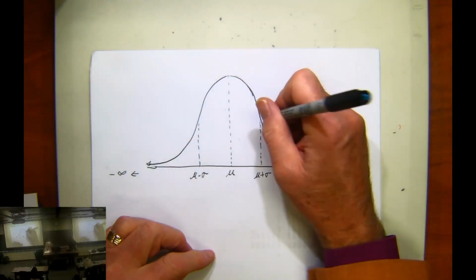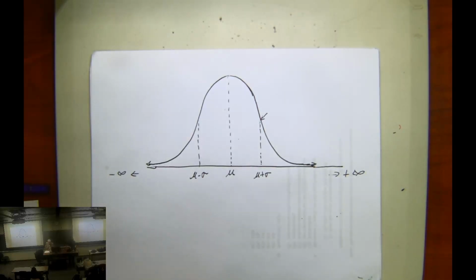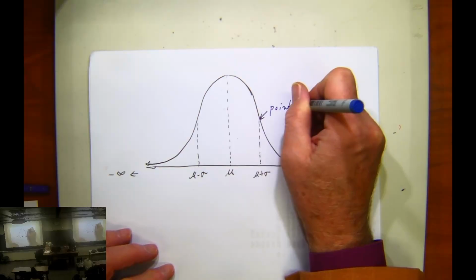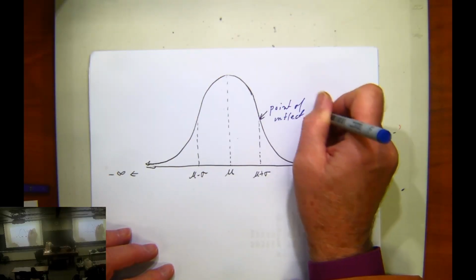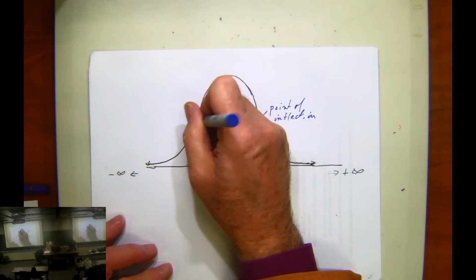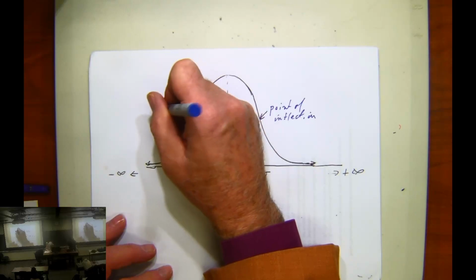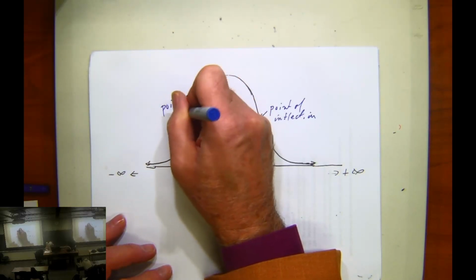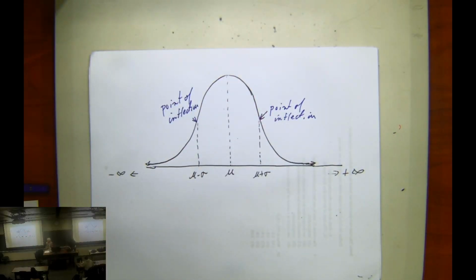So this is kind of cool. Okay, point of inflection. Let's label that. Let's use a nicer colored pen. And here's your other point of inflection.